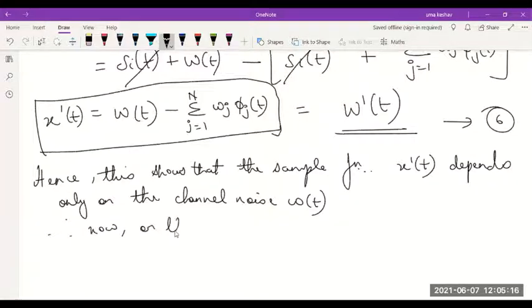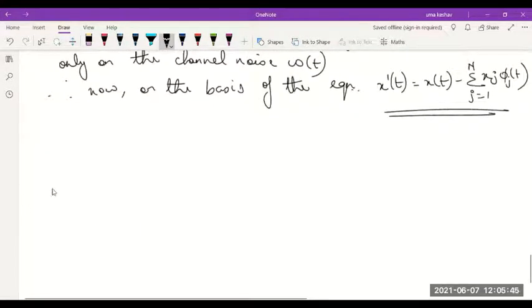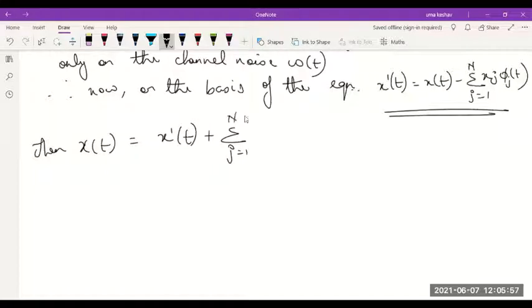Now, on the basis of the initial equation, which equation had we taken? We had considered x dash of t as x of t minus summation j is equal to 1 to n xj into phi j of t. This was what we had considered x dash of t as. Let's substitute that. Then x of t can be written as x dash of t plus summation j is equal to 1 to n. All these are just manipulations to get the equation in a different form. To find what is actual x of t, it is the assumed signal x dash of t plus this value. Okay, we proved this value.